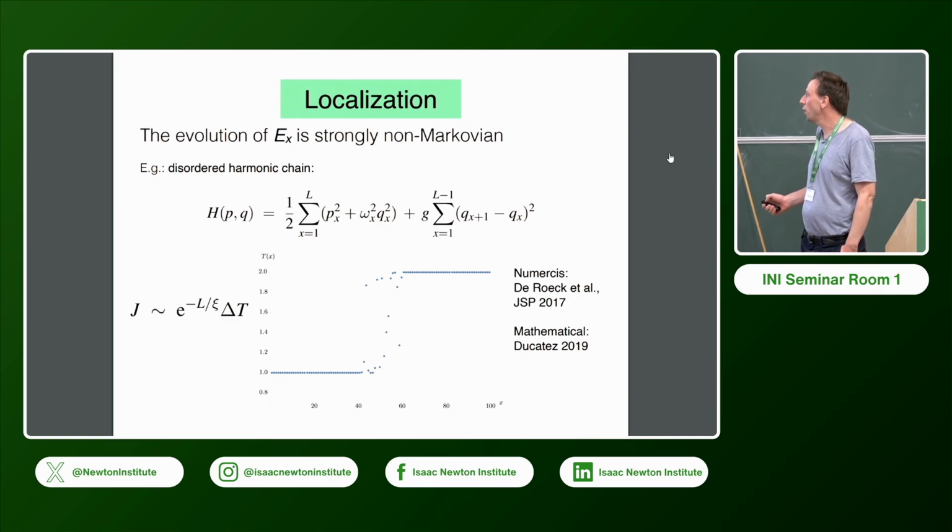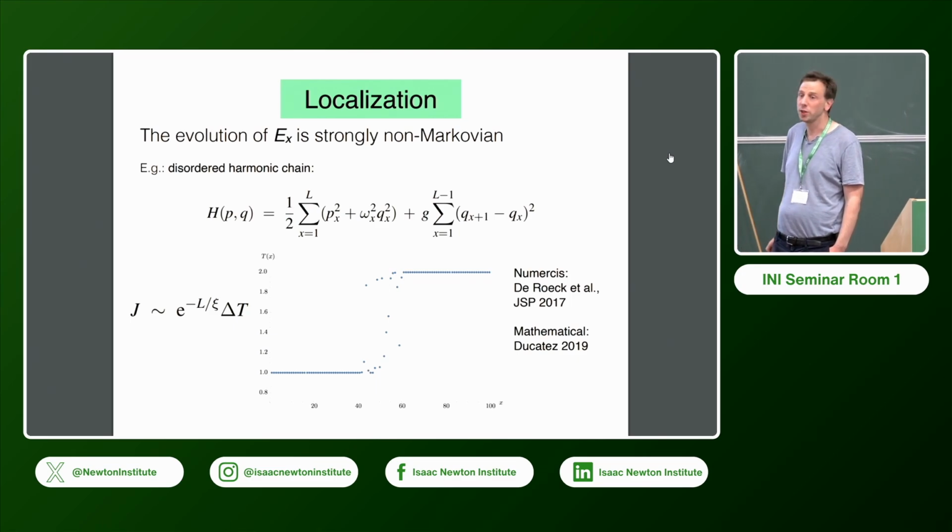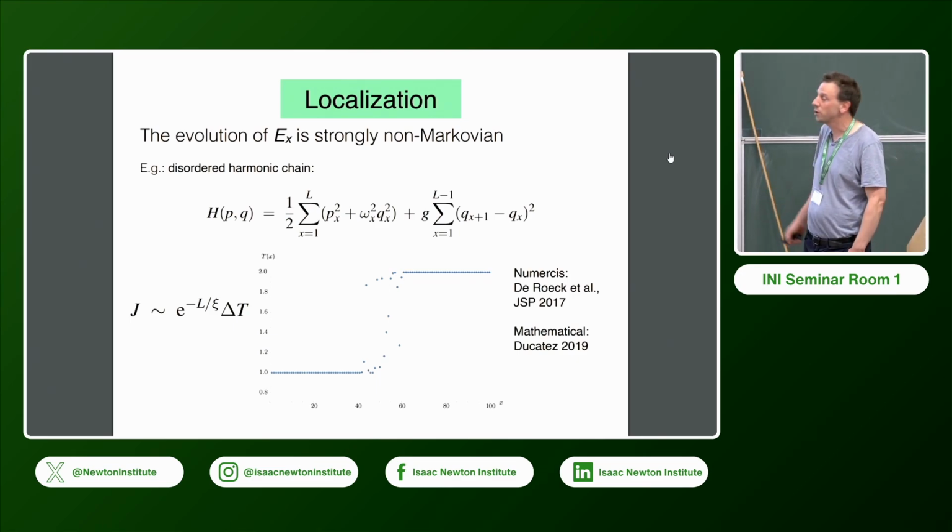And because those 1D systems are very much studied in the literature of Anderson localization, this picture could be made mathematically rigorous, and if you look at this relatively recent paper by Ducates, you will find justification for this profile showing.